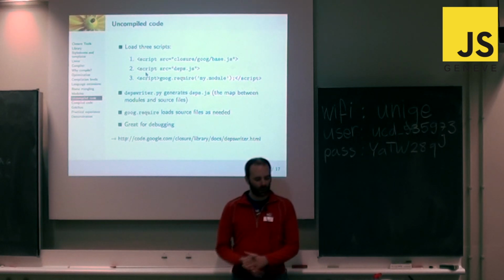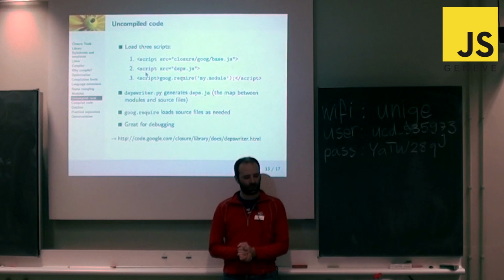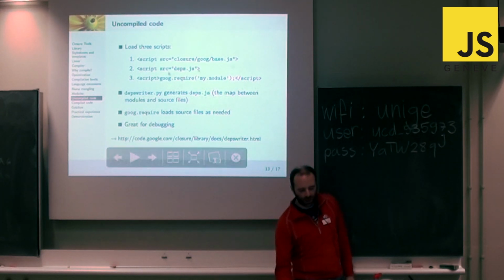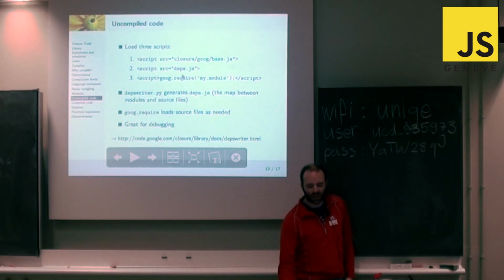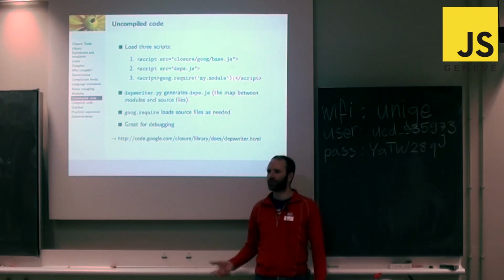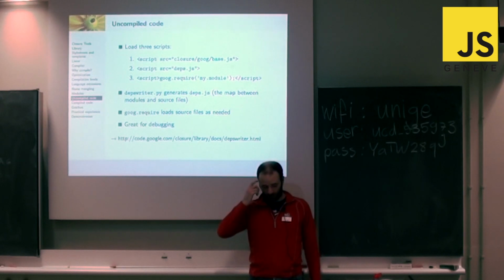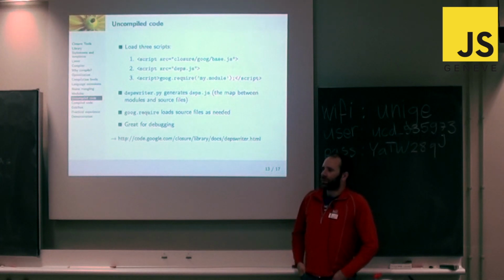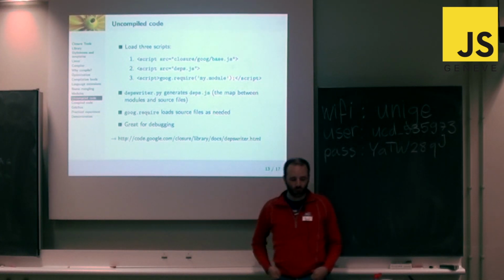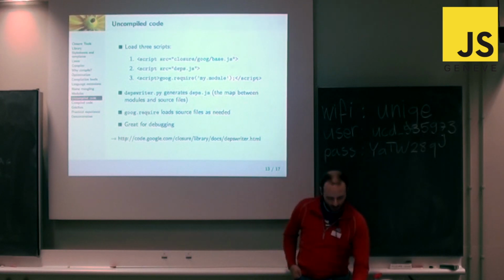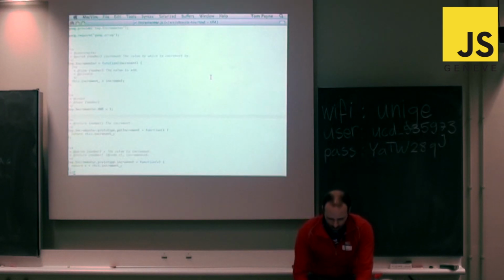You put 3 script tags in your JavaScript. You load the base library with the first line. Deps.js I'll explain in a second, and then finally you call goog.require, which then loads your root module, if you like. Deps.js basically tells goog.require where to find the dependencies. It's as simple as that. I'll show you a quick example, just to make it all clear.